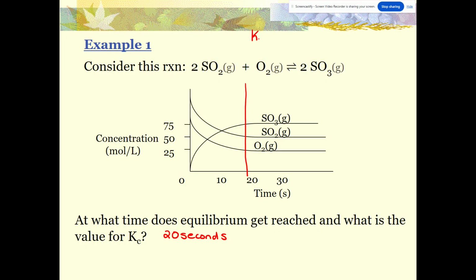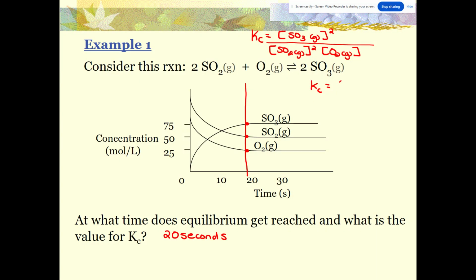So again, if I write my Kc expression first, it would be my products, SO3 gas, raised to the power of 2 because of the balancing coefficient, over SO2 gas, also raised to the power of 2. And on the bottom is also O2 gas with no exponent. Okay? So to now solve for Kc, I need to use the values at equilibrium, the values where the concentrations have leveled out.